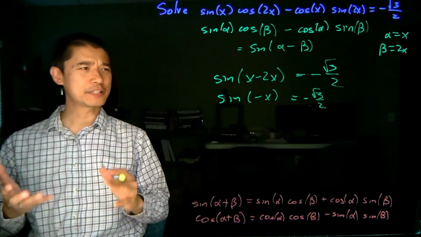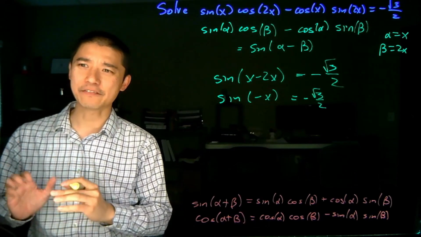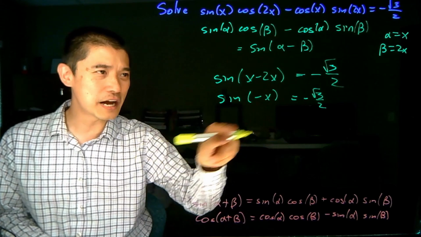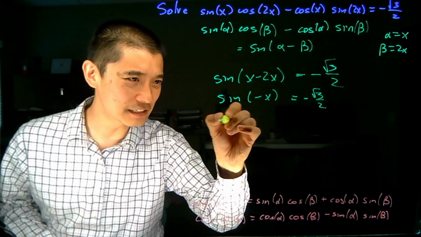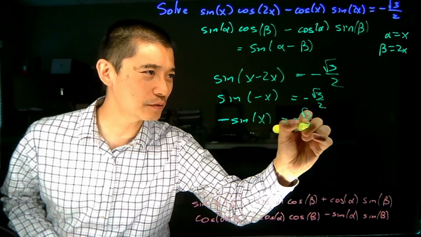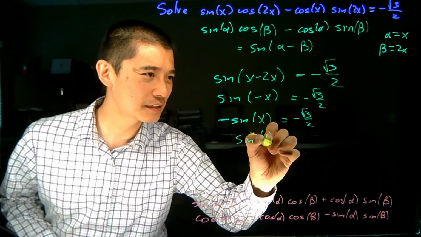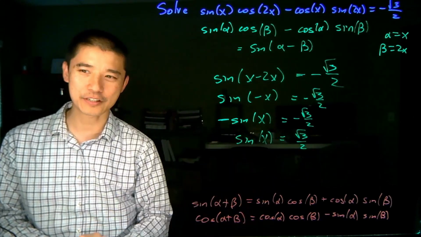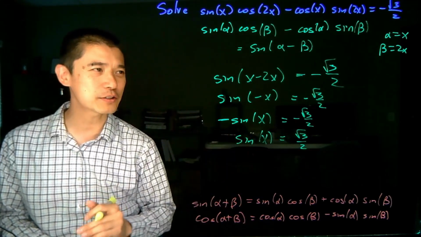And now here we have to think some more. Sine of negative x, the negative angle identity. What does that tell us about this expression? Well, sine is an odd function, so the negative sign factors out. Negative sine of x equals negative root 3 over 2. So sine of x is square root of 3 over 2. And now we're getting somewhere. Now we've got this down to a very simple trigonometric equation. We know how to solve this.